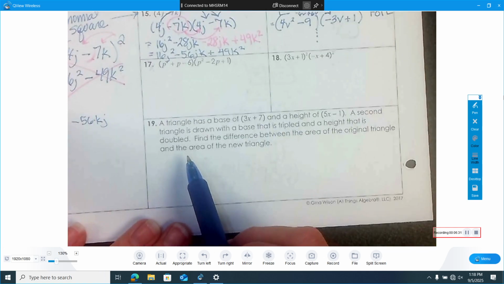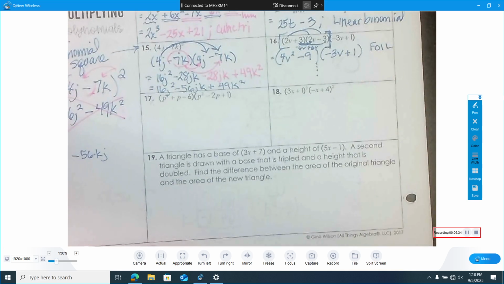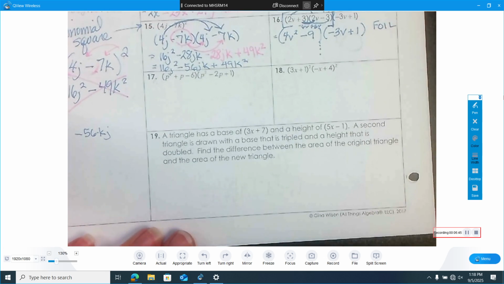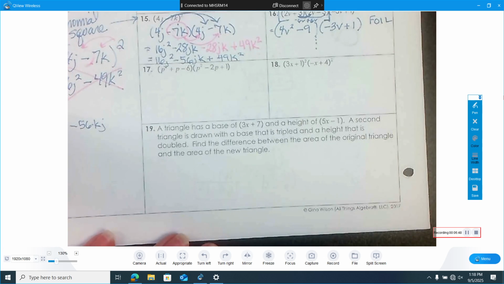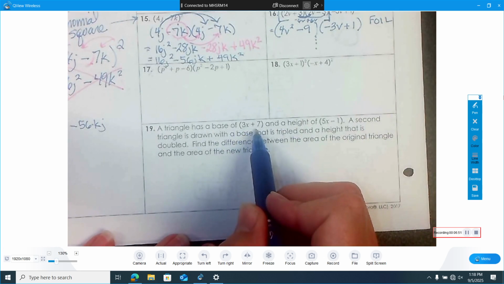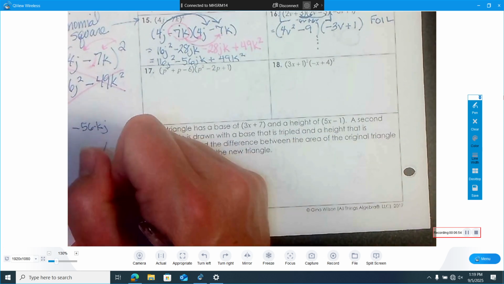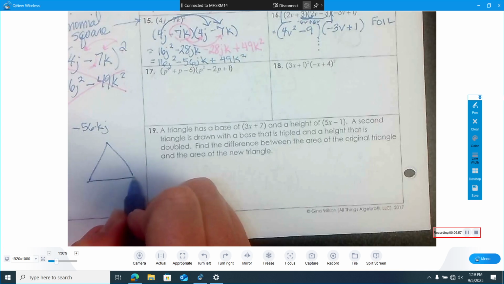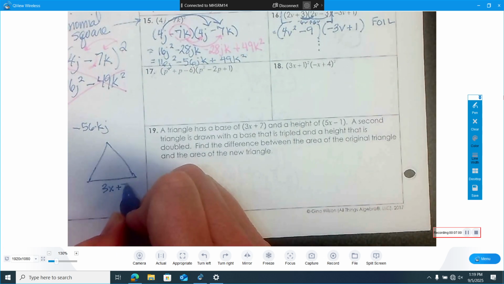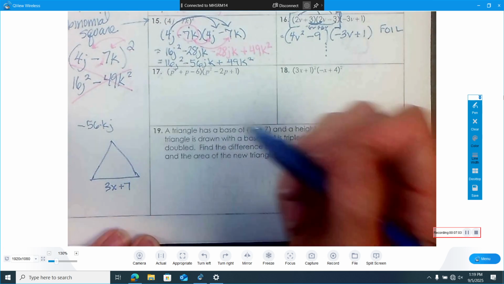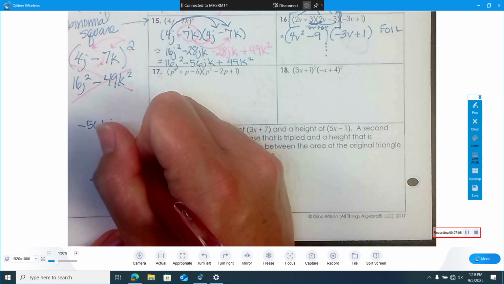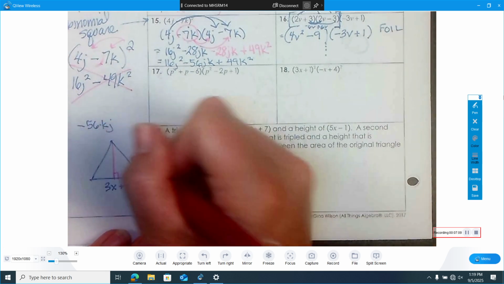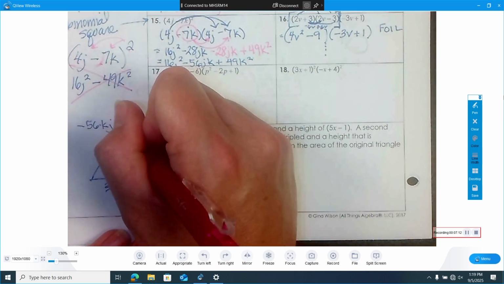We're going to just look at number... It's just a word problem. All right. A triangle has a base of 3x plus 7 and a height of 5x minus 1. Hey, I'm going to draw a picture. Triangle. A triangle has a base of 3x plus 7 and a height of 5x minus 1. So there's my height. Base and height are always perpendicular, so that thing is 5x minus 1.